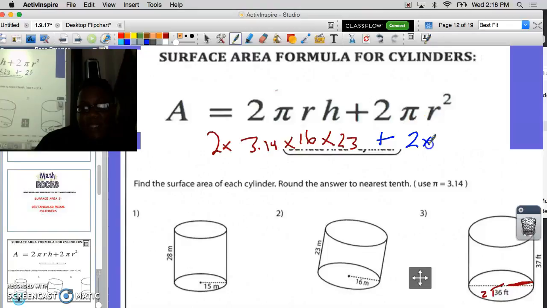2 times pi times radius squared. The radius is 16, so radius squared is 16 times 16. 256. I knew that. 256.